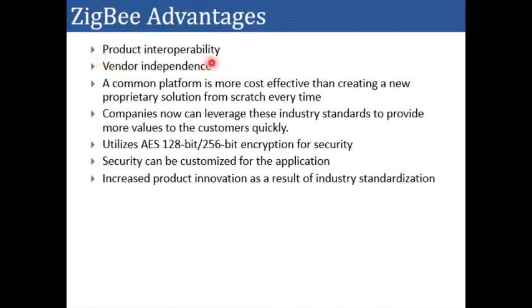The first advantage is product interoperability. That is to a certain extent, because between Zigbee to Zigbee, product interoperability is easily achieved. However, between Zigbee and non-Zigbee devices, product interoperability is not easily achievable. So product interoperability is there, but it is to a certain extent within the Zigbee devices.